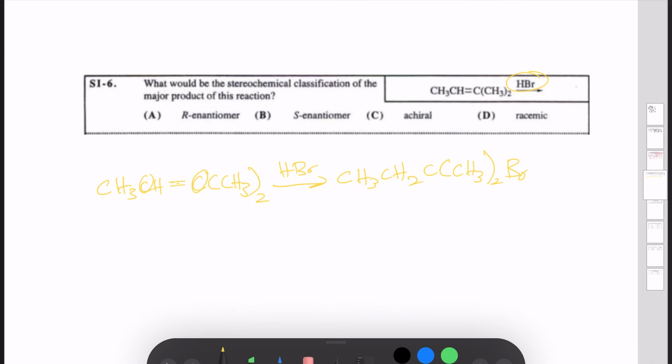Now when we look at this product, we see that there are no chiral carbons or stereocenters whatsoever. There are 4 carbons, but none of them are attached to 4 unique groups. So right away that tells us that there are no stereocenters in this molecule, and therefore there is no chirality. So that means that this is simply achiral, or C, as the final answer.